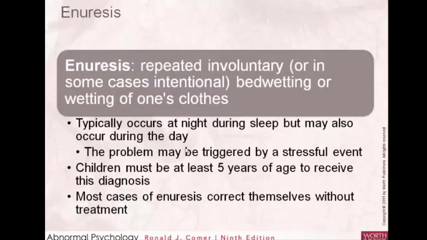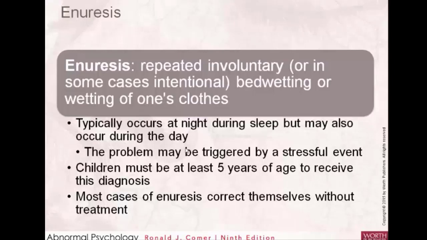Now, if we're talking about potty training issues, there are two diagnoses that are possible, and a person might be diagnosed with both. So first of all, enuresis, which is the more common of the two. Enuresis involves basically urinating on yourself, so bedwetting or wetting of one's clothes. This is often involuntary, but could occasionally be voluntary as well. It often occurs at night while a child is asleep.